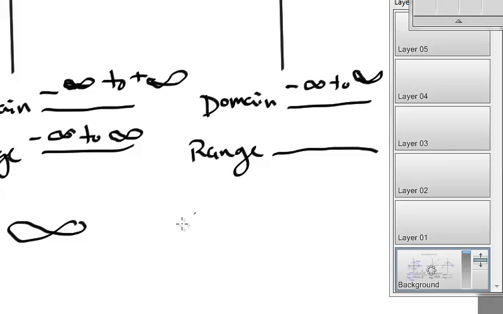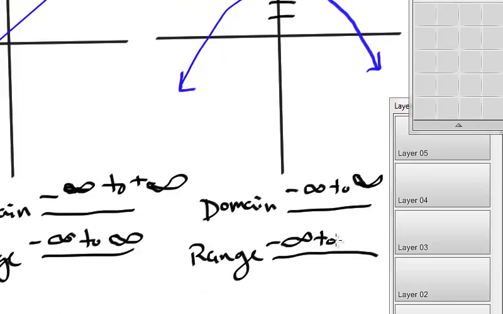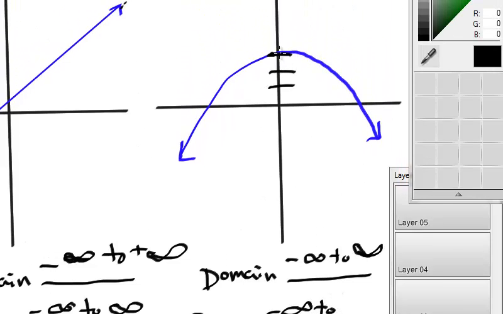The range, if you get in the habit of saying the range is down to up, you'll get it in the right order. A lot of people, it's more natural to say up to down. But if you say down to up, it's proper because that's how the y-axis works. So it goes down forever. So we say negative infinity to, and how far up does it go? It goes up to 3. Right there, 3, and stops. It doesn't go to 4. So it's up to 3. And that's your final answer.